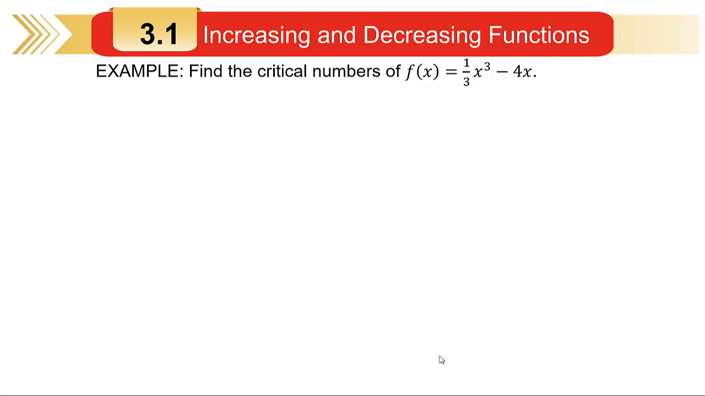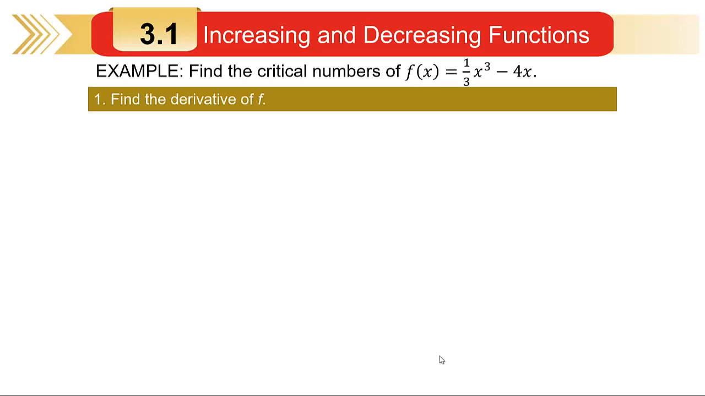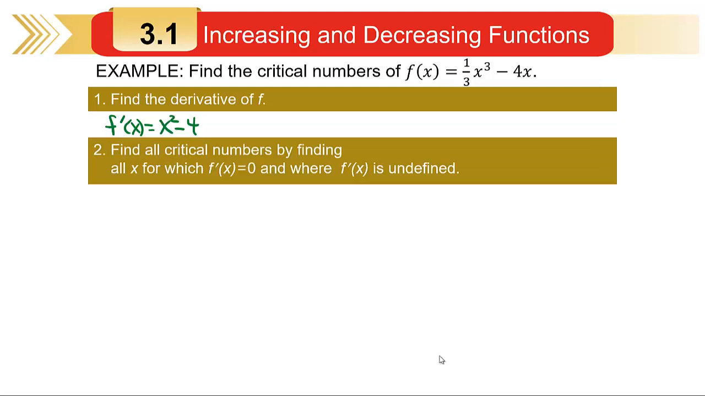Suppose I ask you to find the critical numbers of the function f of x is equal to 1/3 x cubed minus 4x. The first step is to find the derivative. That's simple. This is a polynomial function. Bring the 3 down, multiply by the 1/3, that gives you 1. Drop the 3 to a 2, and the derivative of negative 4x is just negative 4. So f prime of x is x squared minus 4. Second step, find all critical numbers by finding all x for which the derivative is 0 and the derivative is undefined.